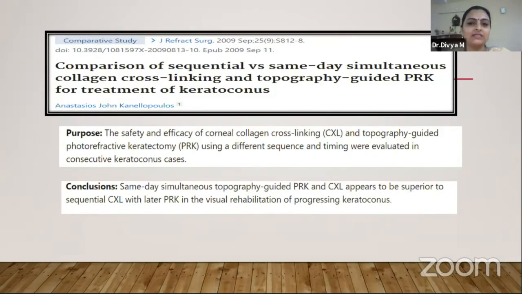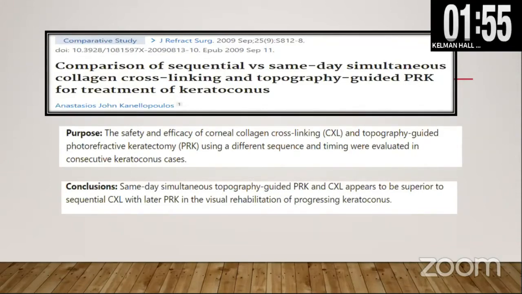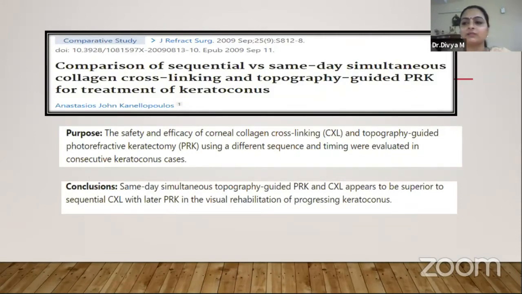So these are some studies that have compared the efficacy of topo-guided PRK. They concluded that same day simultaneous topography-guided PRK and collagen cross-linking appears to be superior to sequential PRK. Here they divided about 325 eyes into one group undergoing CXL first and then PRK 6 months later, the sequential group, and the other group was the simultaneous group, where it was done on the same day. They concluded that same day was much better.